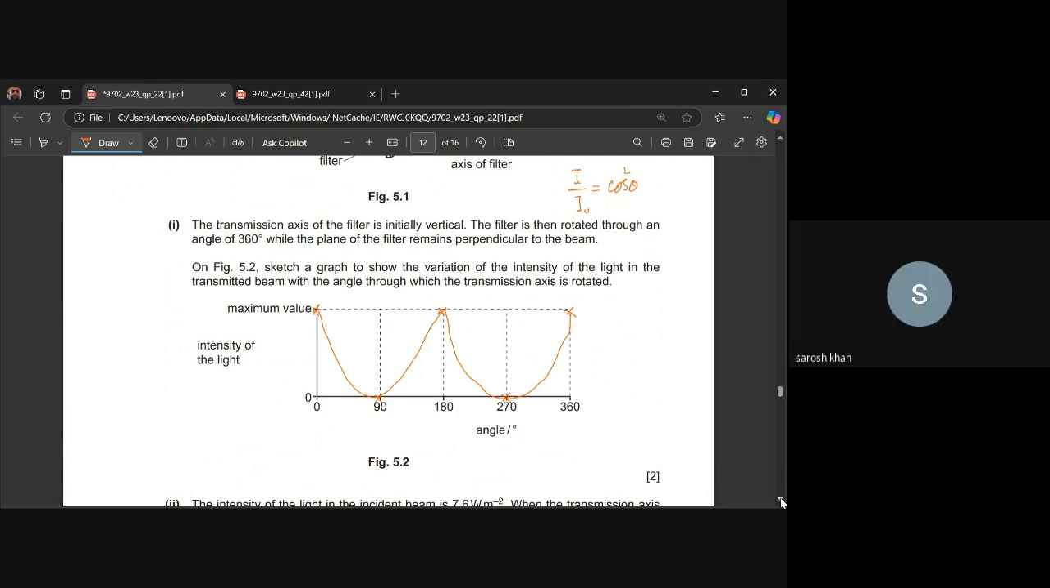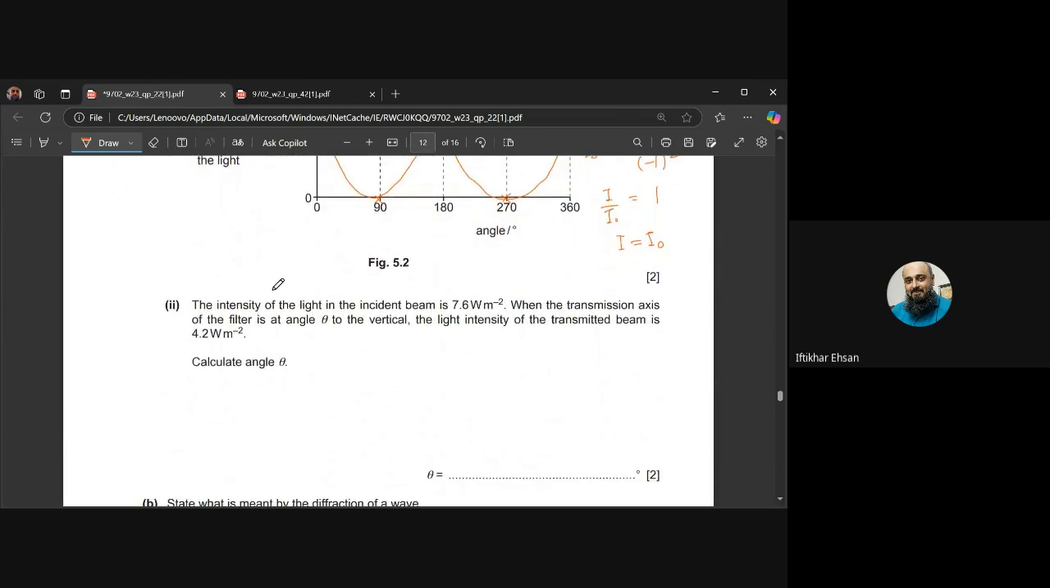Sir, if it's 180 degrees, it's also maximum. Yes, beta, because square, square of cos. Cos 180 degree is -1, cos² 180 will make it 1, and that was equal to I over I node. So I over I node is 1, means the intensity transmitted will be equal to I node, which is maximum. Right, beta? Okay, sir.